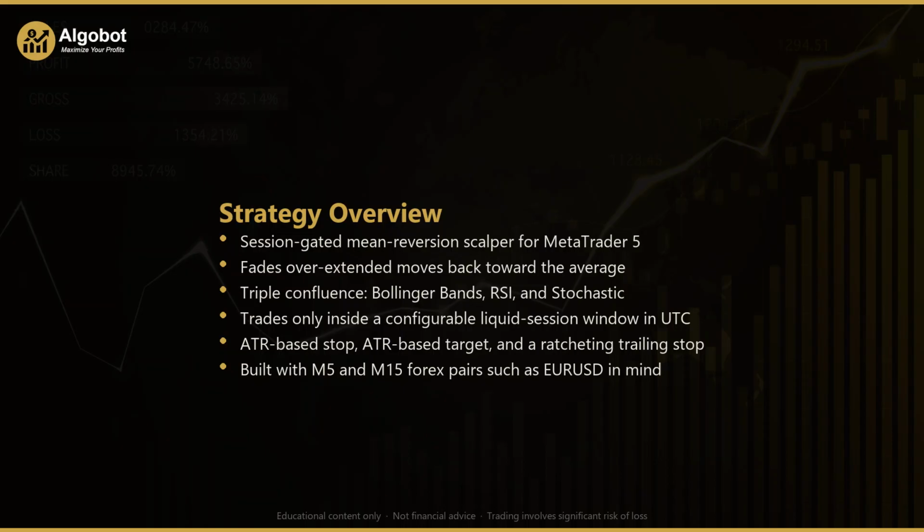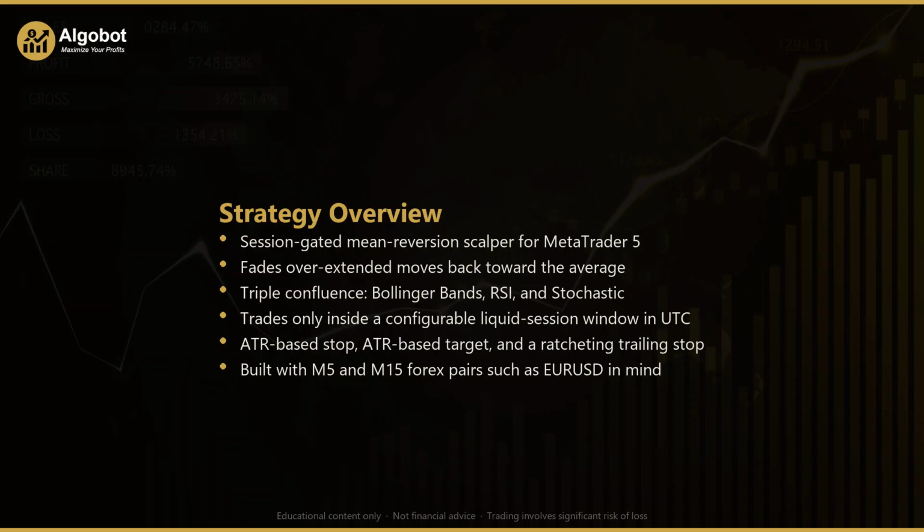There's a fourth ingredient that's easy to overlook, and that's time. The strategy only opens new trades inside a configurable trading session window, defined in UTC hours. The default window runs from the 7th hour to the 20th hour, covering the more liquid European and overlapping sessions. The reasoning is that thin, low-liquidity hours tend to produce the false stretches that can trap reversion systems.